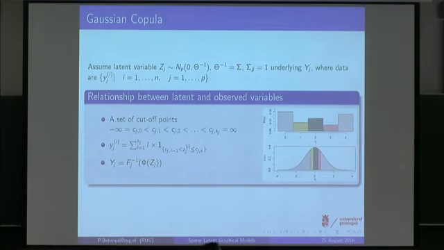Now I'm going to talk about our model. We have a Gaussian copula model. Assume that we have a latent variable which has mean 0 and precision matrix theta, and the diagonal of the covariance matrix is all 1. We assume there is this underlying latent variable, and we have these cutoffs, which are not known. We can calculate these cutoffs, and then we can rewrite the data in this way. That is the relationship between the data and the latent variable.